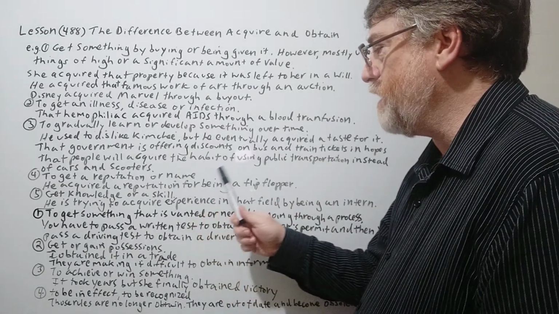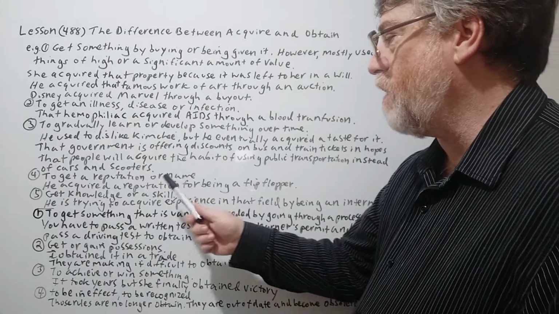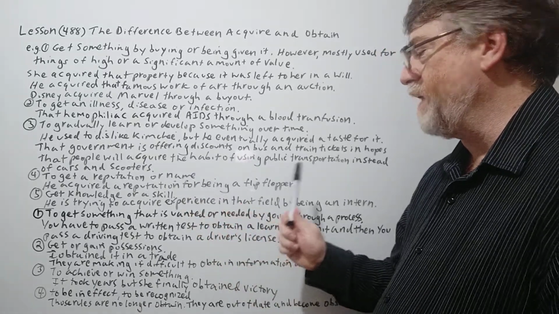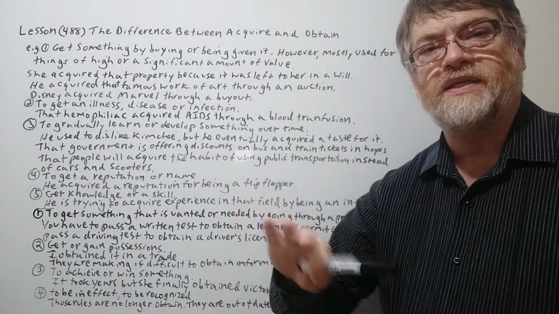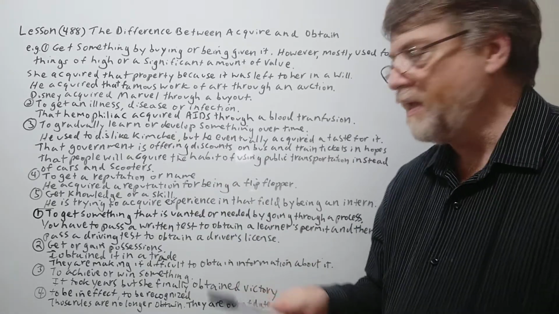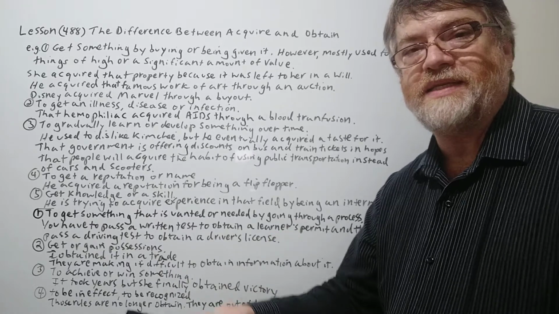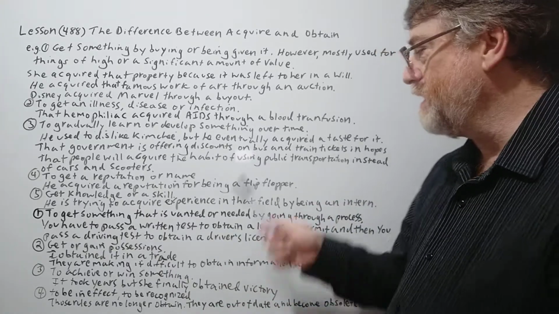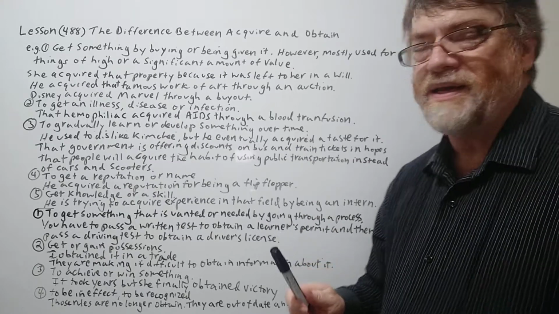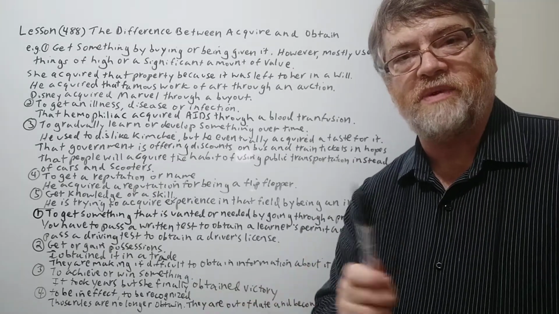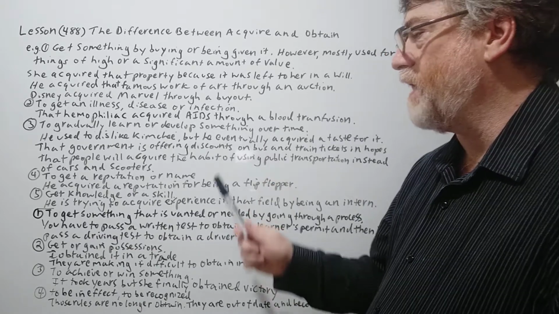Number 4 here. To get a reputation or a name. Okay, good. He acquired a reputation for being a flip-flopper. All right, this is a bad reputation, of course. Flip-flopper means somebody that changes their mind all the time. So you really can't trust what they're saying because they may say this today and tomorrow they'll do something else. So that's a flip-flopper. He obtained a reputation. Now that would be weird. We would probably only use acquire in this sense. All right, good.